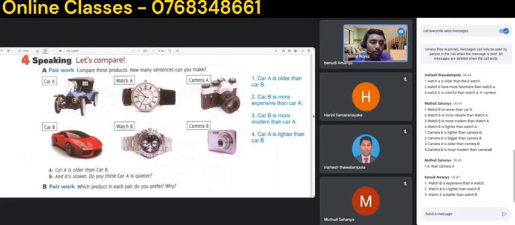Watch B is newer than car A. Huh? Watch and car. Why do you compare watch and car? It has to be both the watches. Watch A. It has to be watch A. Watch B is more valuable than watch A. Very good. Watch B is more modern than watch A.